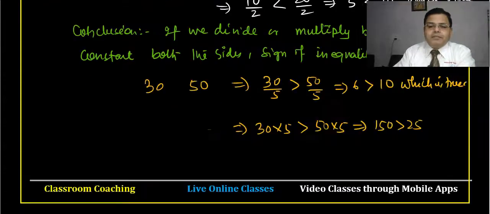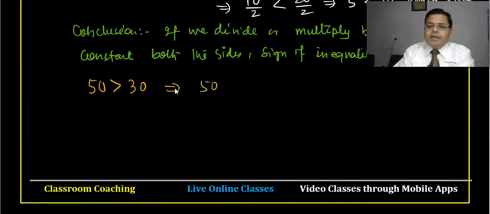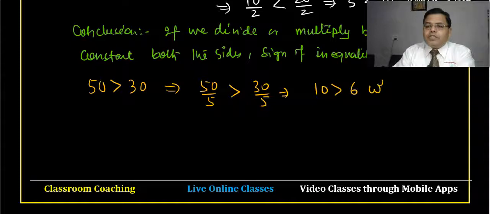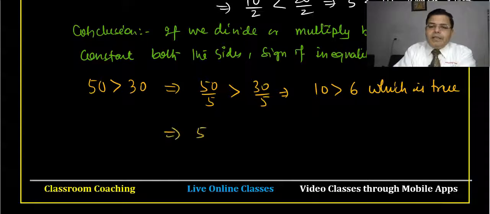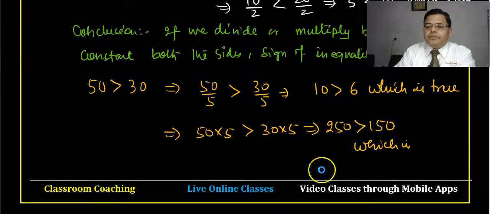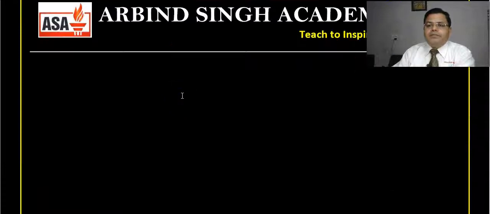For example, suppose 50 is greater than 30, then 50 divided by 5 is greater than 30 divided by 5, that is, 10 is greater than 6, which is true. Similarly, if you multiply 50 by 5 and 30 by 5, 5 being a positive constant, we get 250 and 150, which also holds true. Let us think about some number 4 is there.